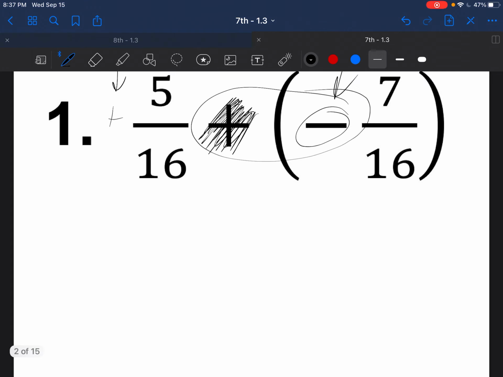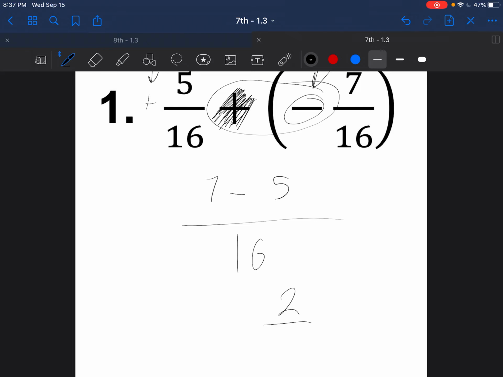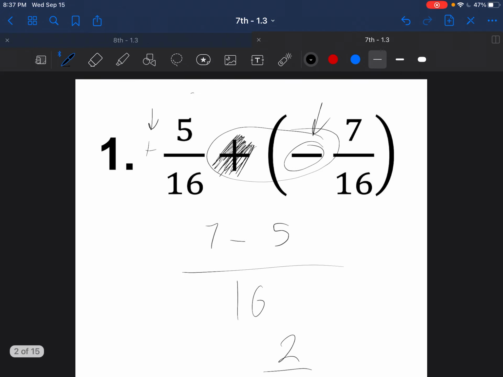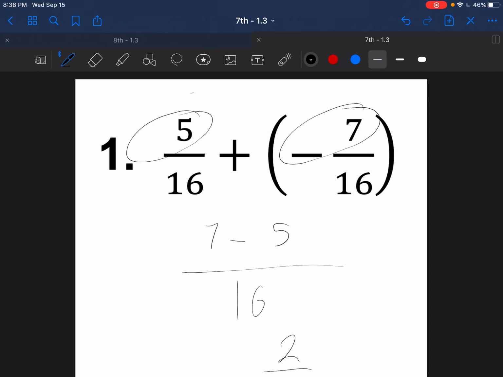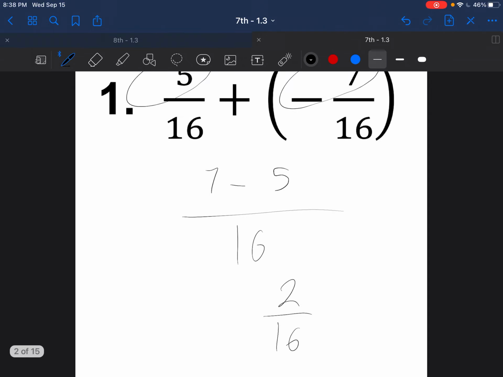All right, so let's subtract. The denominator stays the same. So let's do 7 minus 5. What does that get you? That gets you 2/16. But my question is, do we have more negatives or more positives? Is 7 a bigger number or is 5 a bigger number? Well, the answer is that 7 is a bigger number. So we know our answer is negative 2/16.